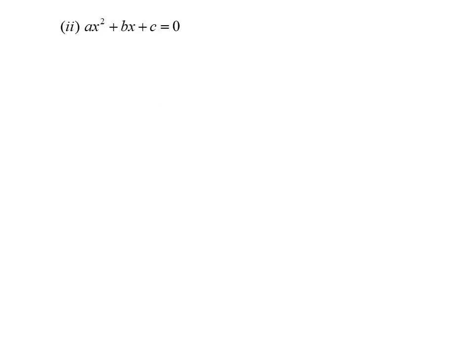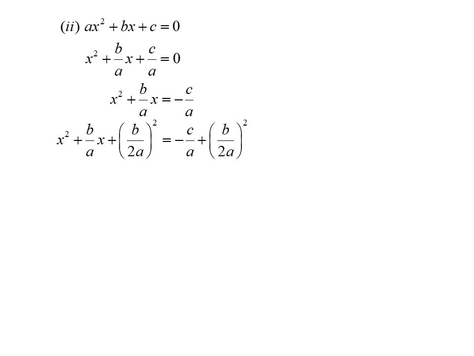Let's generalise the quadratic. ax squared plus bx plus c equals 0. Now, we like monics when we're completing the square. So the first thing I'm going to do here is divide everything by a. And now I've got a monic. Move the constant, so minus c over a goes to the other side. Add half the coefficient of x. Well, the coefficient of x is b on a, so half of that would be b on 2a. Going to add that squared.